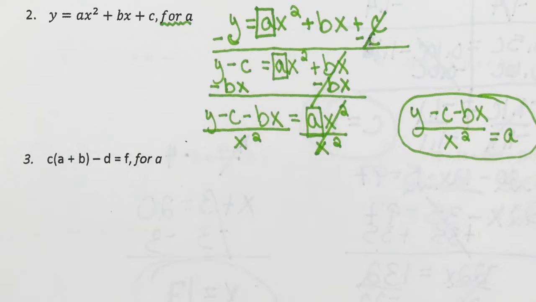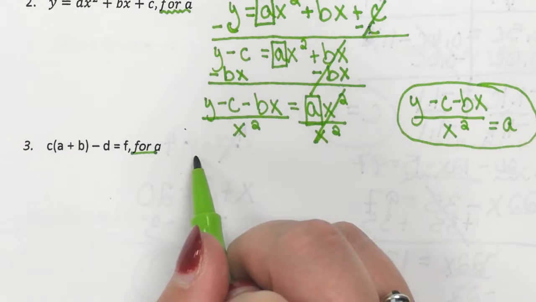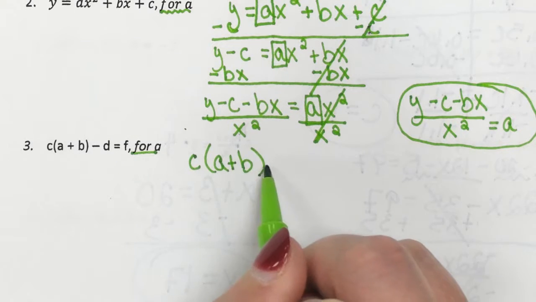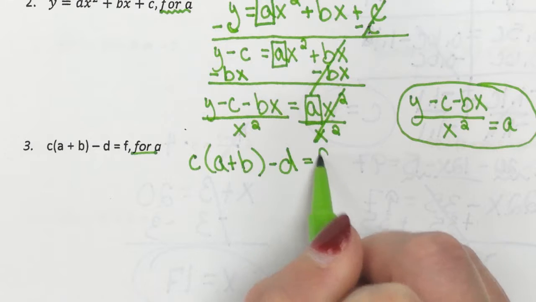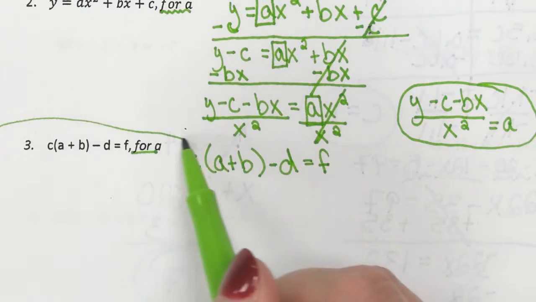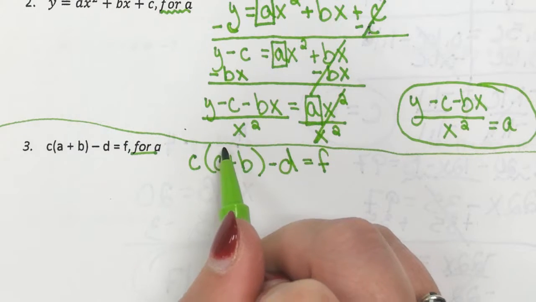All right, number 3. Here we go. Let's do it together. What are we solving for? Solving for A, right? If you need to, you can rewrite the problem. I know I have to because I get a little cross-eyed looking at these. Okay? And I like to box in my letter.